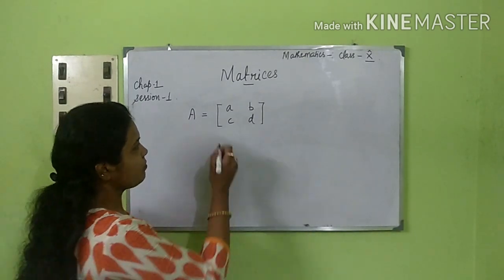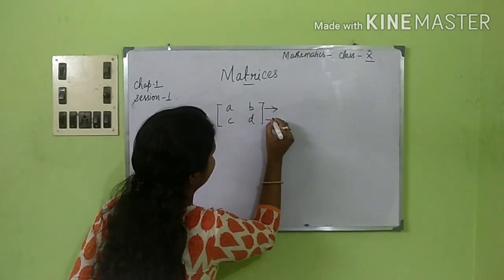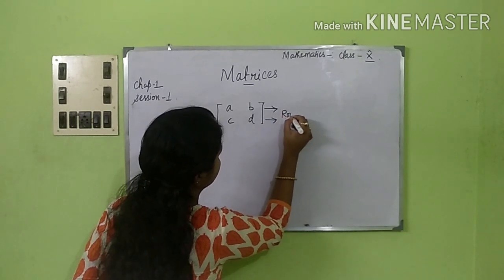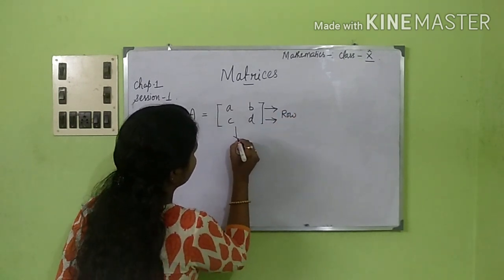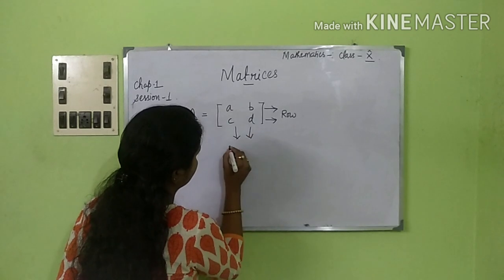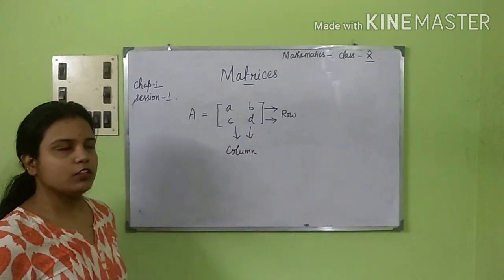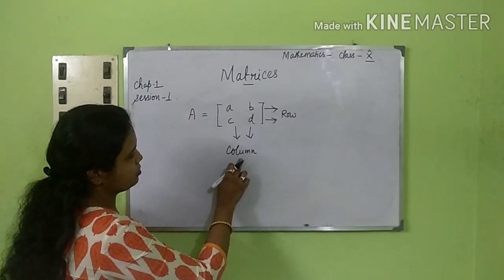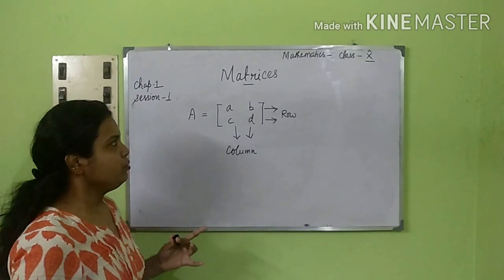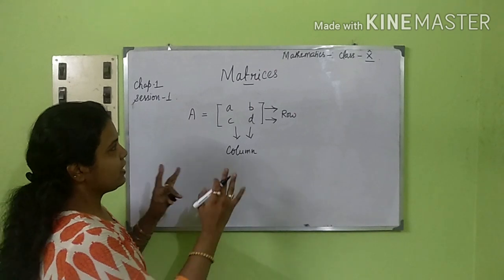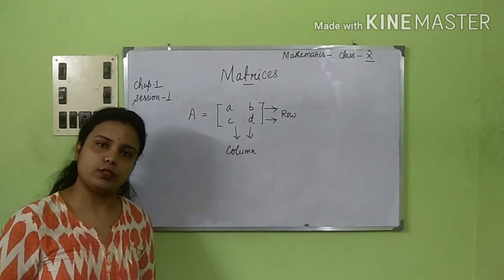Now, these are known as the rows and these are known as the column. Okay, so these are known as the rows, this is known as the column. Now, this is basically how a matrix looks like.